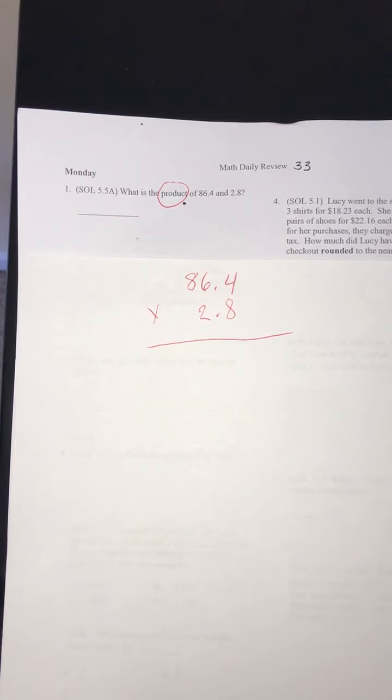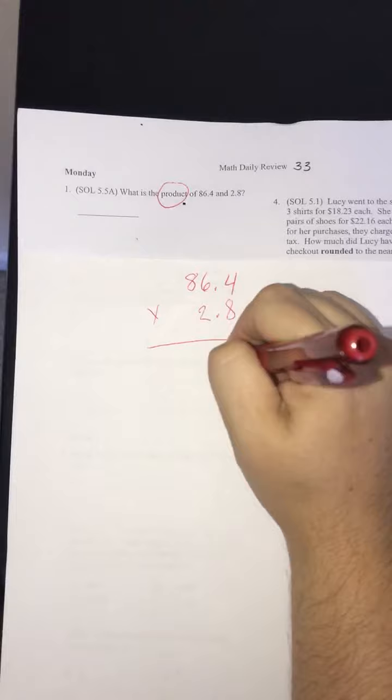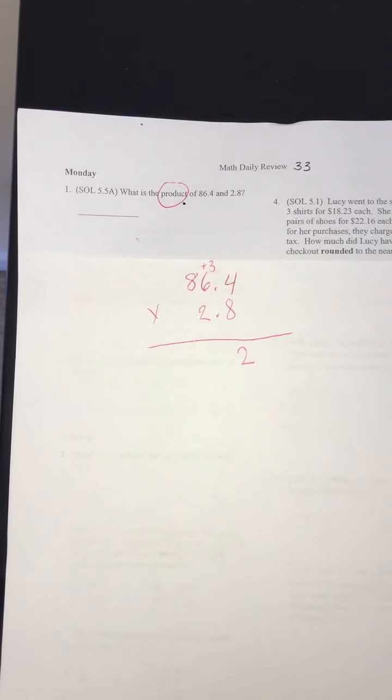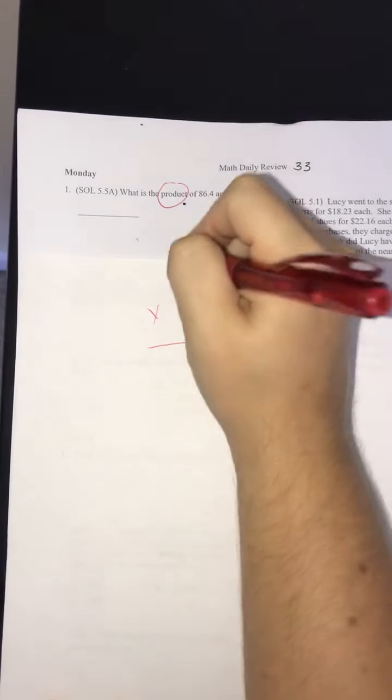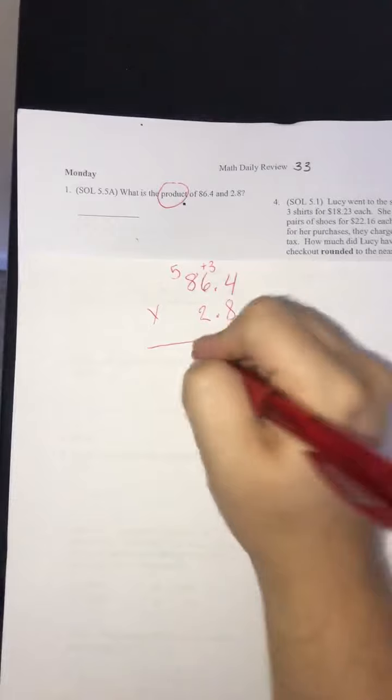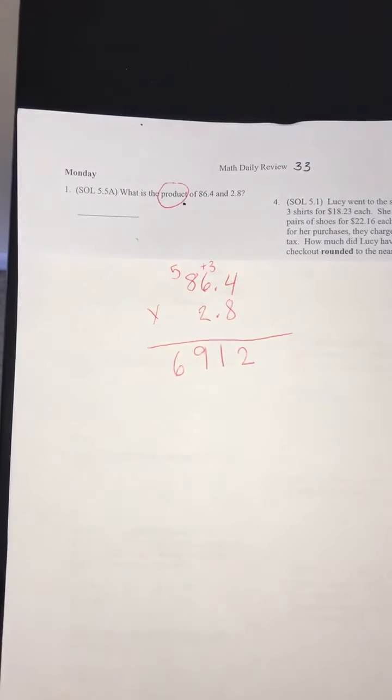8 times 4, 32. 8 times 6 is 48 plus 3 more, 51. 8 times 8 is 64 plus 5 more, 69. Okay, there's your first row.